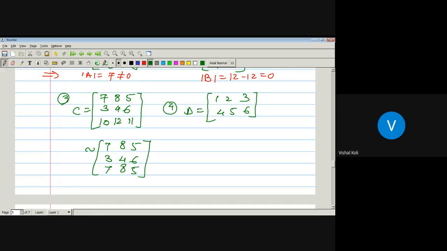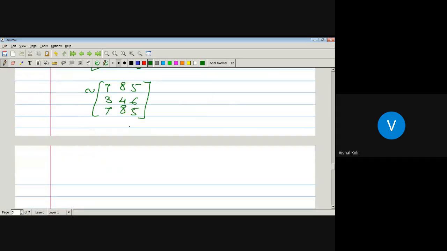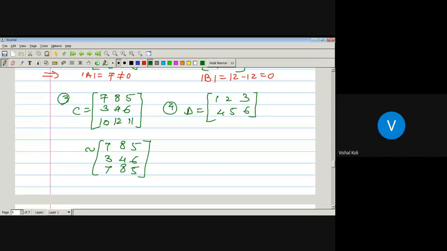Now the determinant value of this one or that one is the same thing. Then the determinant becomes 7, 8, 5; 3, 4, 6; and 7, 8, 5. We know one property: if a determinant has any two rows or any two columns identical, then its determinant value will be equal to 0. As its determinant value is 0, it must be a singular matrix. What about the fourth one?